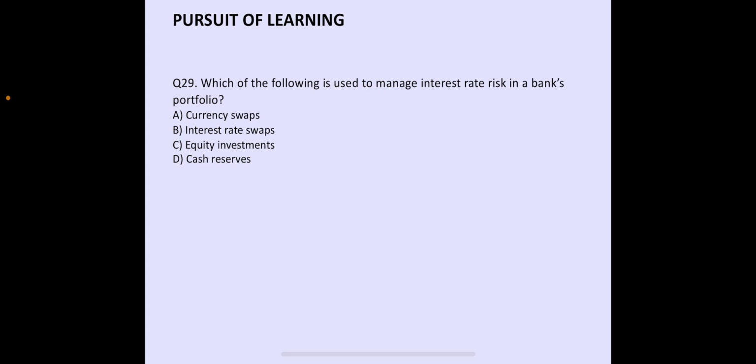Question 29. Which of the following is used to manage interest rate risk in a bank's portfolio?